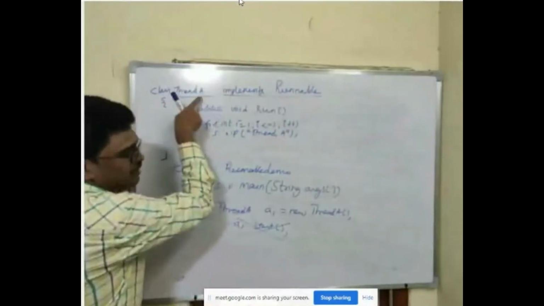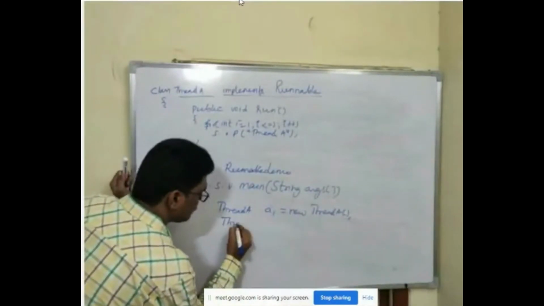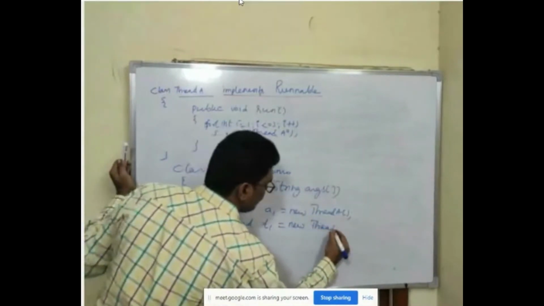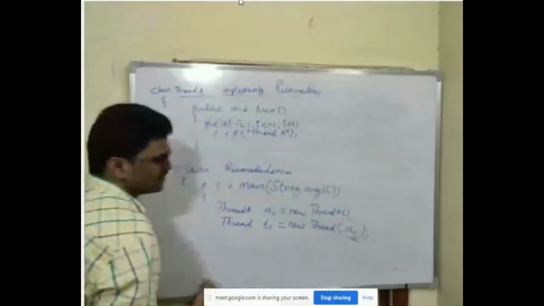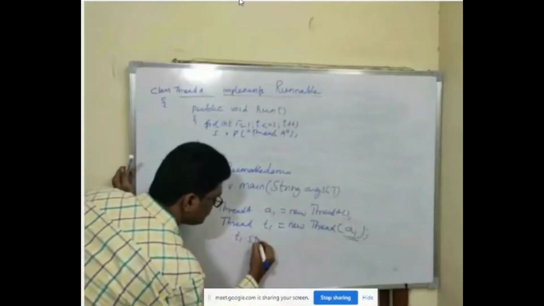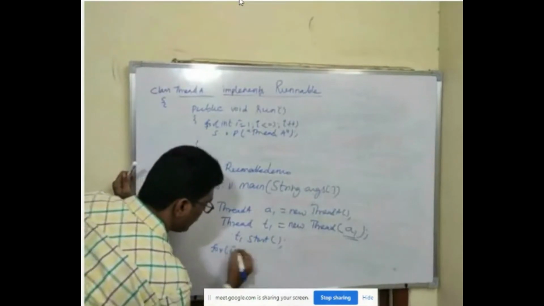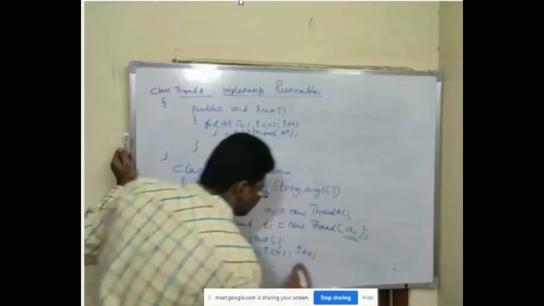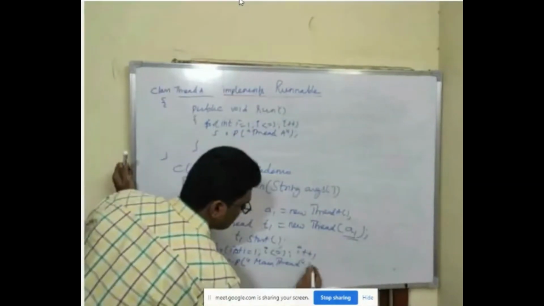So that's why we create a Thread class object. Thread is a predefined class. t1 is equal to new Thread, and here I will pass a1. Now I'll call t1.start. You can write your main thread, for int i = 1, i <= 3, i++, the same thing you did previously. So this is your main thread.